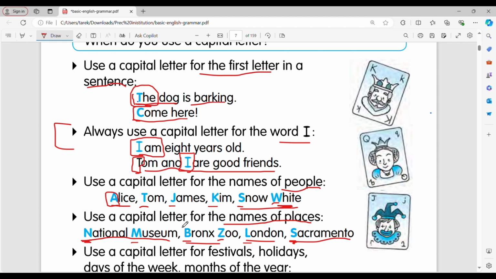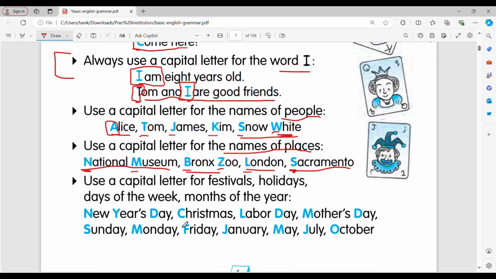Okay? We also use a capital letter for festivals, holidays, days of the week, month of a year. So for example, New Year's Day. N in here is capital, Y is capital, D is capital. Okay? In here we have Christmas. The C is capital. So this is a festival and a holiday.